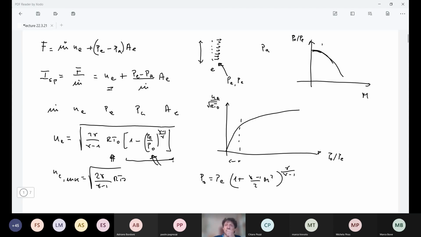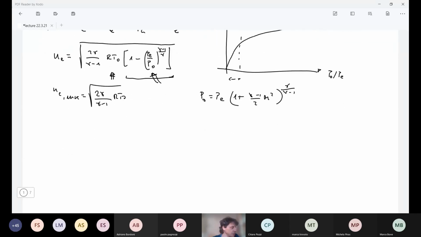As a strong decrease for Mach number larger than 1. So if we have to move towards values of P0 over PE large, that means P over P0 small, means that we have to move towards high Mach numbers. And so we can also introduce a further final comment.